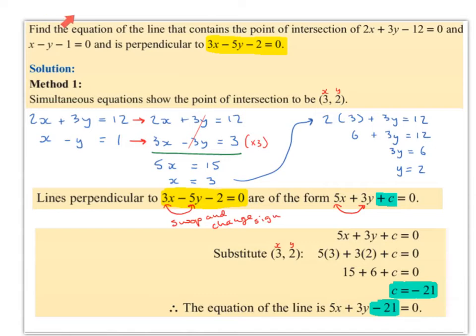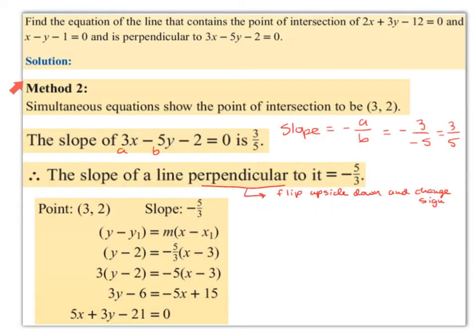So we're asked to find the equation of the line that contains the point of intersection of these two lines and is perpendicular to this line. And it is 5x + 3y - 21 = 0. Method 2. Simultaneous equations show the point of intersection to be (3, 2). We worked that out in the last part, and we're going to use that again here.